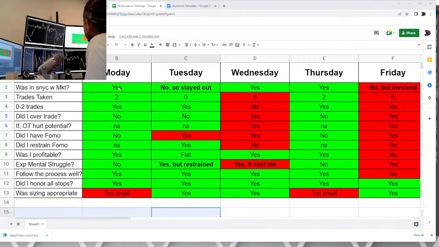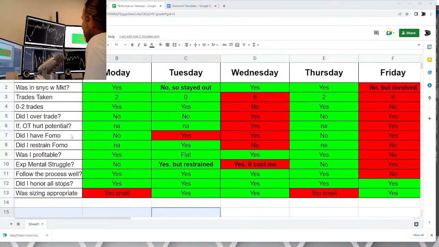So let's get into it real quick. Looking at Monday, lately I've been talking about trading less, being more selective. We've got the questions on the side here. So was I in sync with the market? Yes. How many trades taken? 2. Was it within 0 to 2? It sure was. Did I overtrade? No. If I overtraded, did it hurt my potential? No, it didn't apply there.